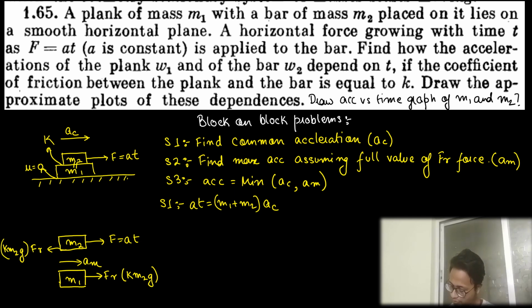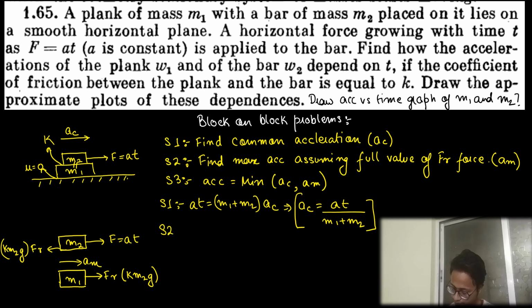Okay, so the common acceleration is equal to AT divided by M1 plus M2. This is the common acceleration. Now out here, let me check what is the value of maximum acceleration.